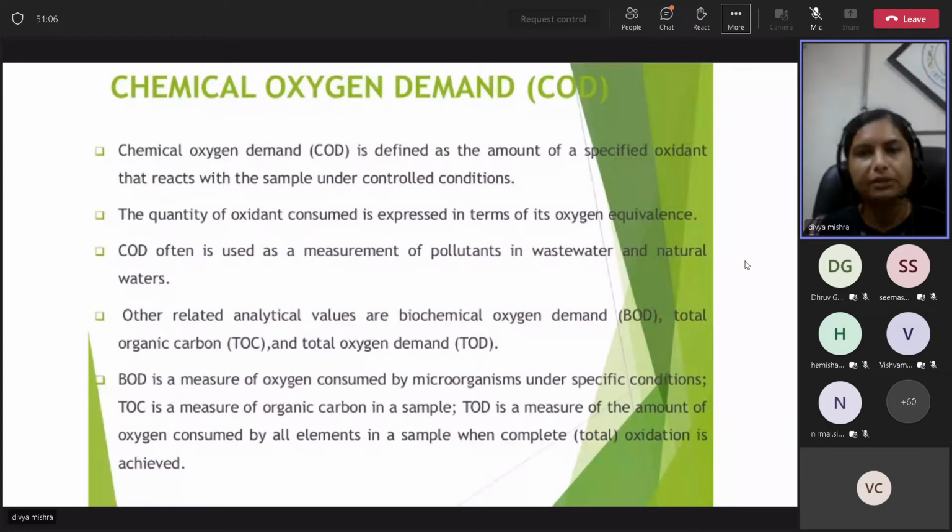Okay, so it is nothing but the amount of the specified oxidant, that is oxygen, which will react with your sample under controlled conditions. And again here, the consumed oxidant which we will be using, we will express it in terms of oxygen equivalence. So COD is used to measure the pollution level of the sewage system or wastewater, or natural water system.